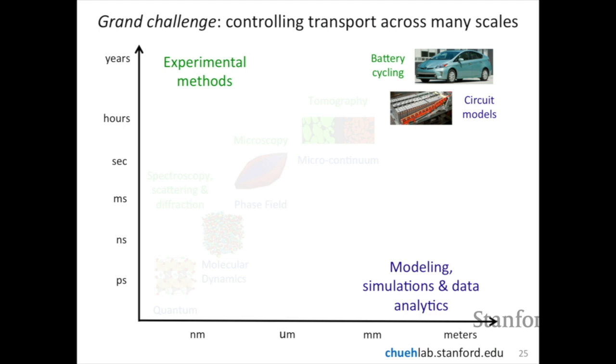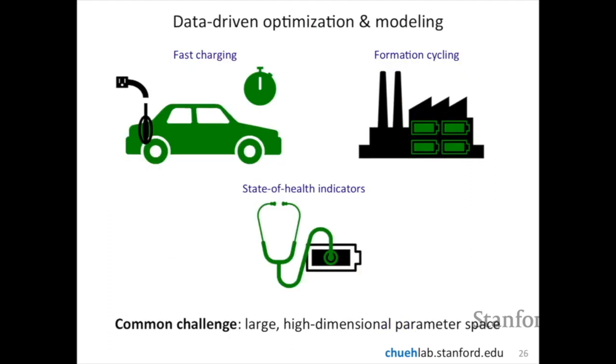One of our recent activities is to think about, well, why don't we let the data tell us what to do? In battery cycling, you accumulate quite a bit of data, at least for a material scientist. And what we're doing here is to replace the circuit models with a data-driven model. So no a priori knowledge of the system, just seeing what the data tells us. So this we call a data-driven optimization and modeling approach.